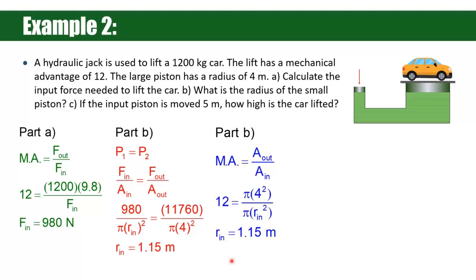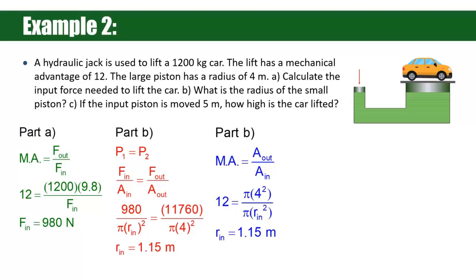So please file that someplace in your mind that mechanical advantage is the ratio of the output to input force or the output over input area, because that can be a helpful little trick sometimes. All right, the last question says, if the input piston is moved 5 meters, how high is the car lifted? So just like the previous example, we can actually answer this question two different ways. We could look at the concept of work, and we could look at the concept of volume.